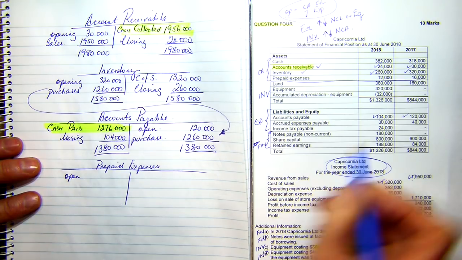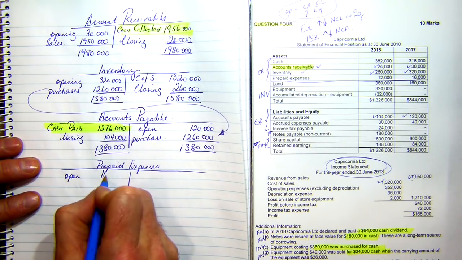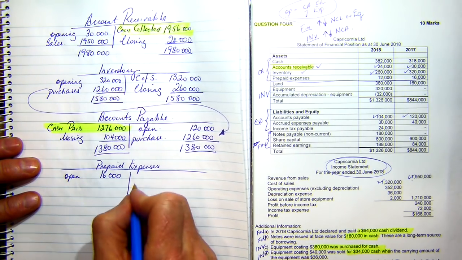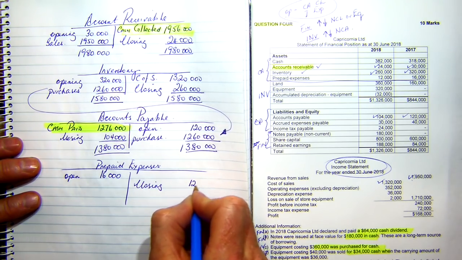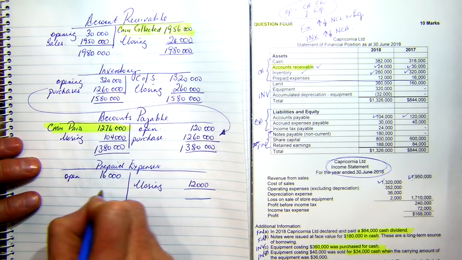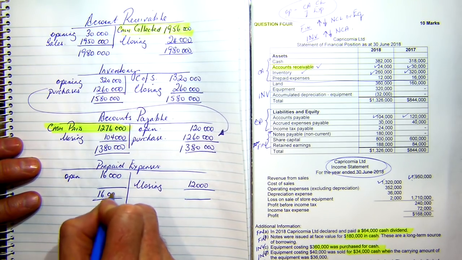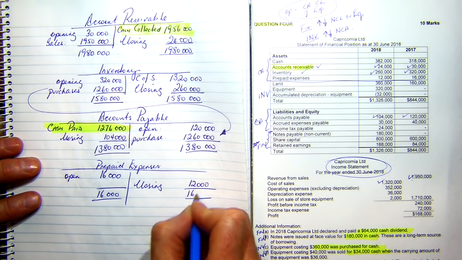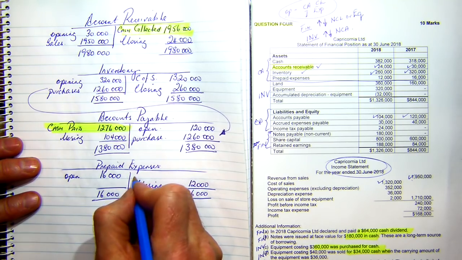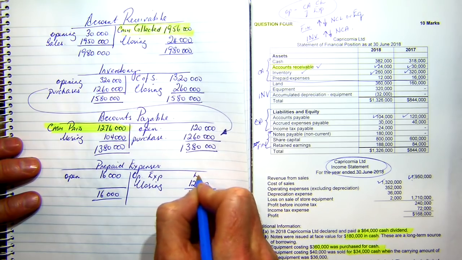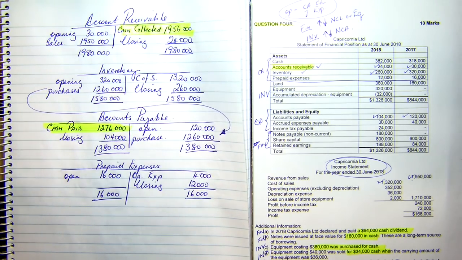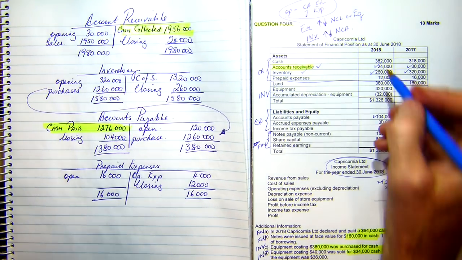Opening is 16,000 and my closing is 12,000. I'll balance my account off. That must mean my operating expense is 4,000. Okay, so that ticks off my prepaid.